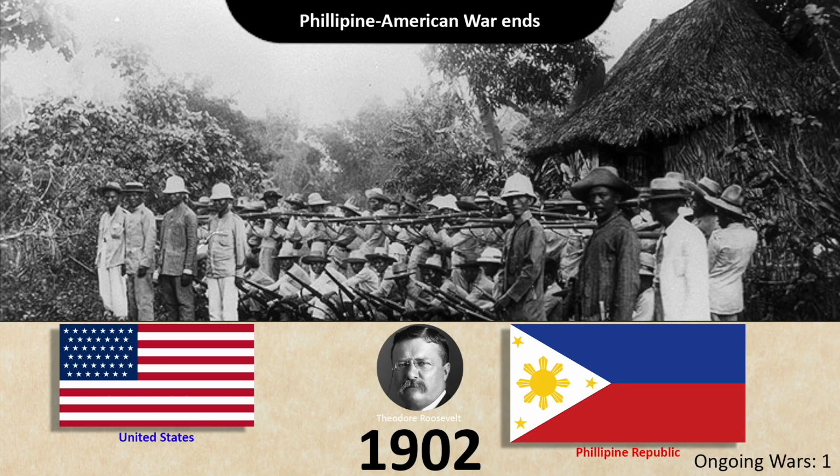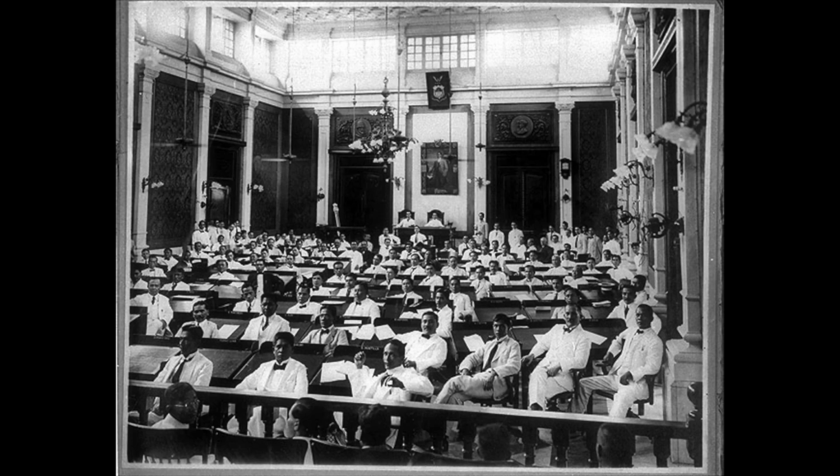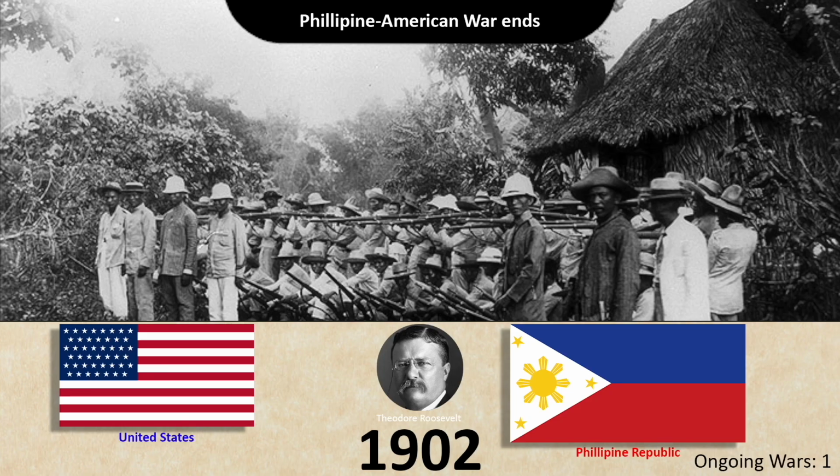However, another General, Miguel Malvar, would take over leadership and launch offensive attacks against American-held towns. But eventually, Malvar would surrender on April 16th, 1902. And the United States would then form a government in the Philippines. We'd establish a Philippine Assembly with an upper house consisting of the Philippine Commission. And the United States Bill of Rights was also extended to Filipinos.